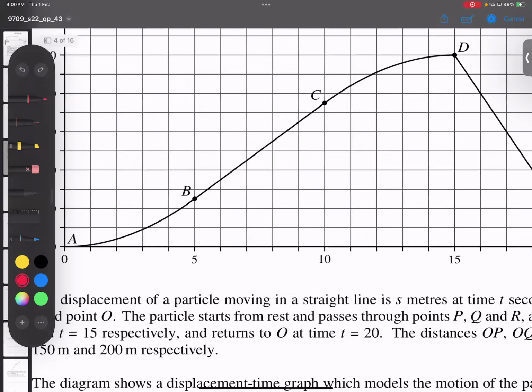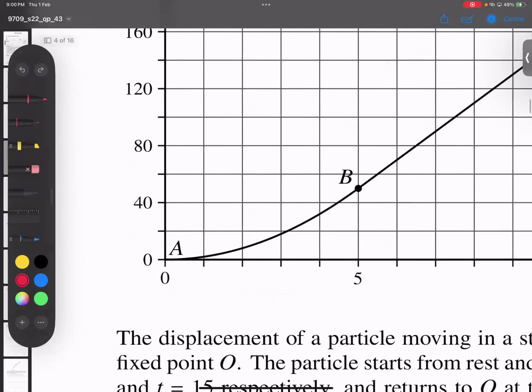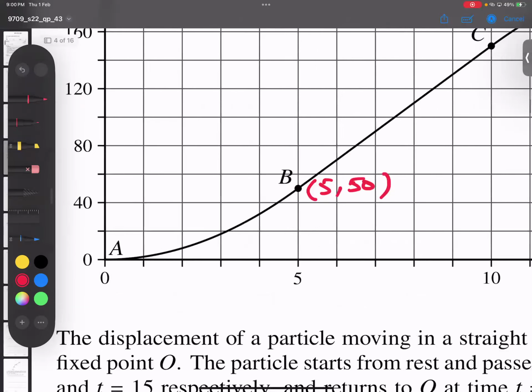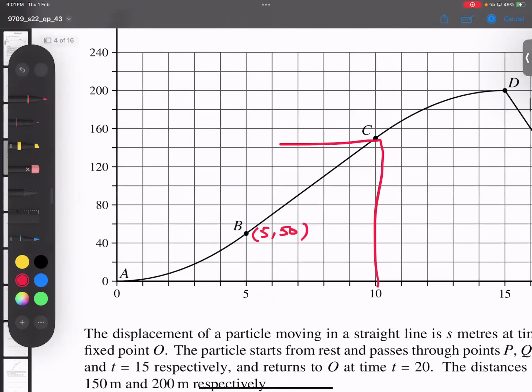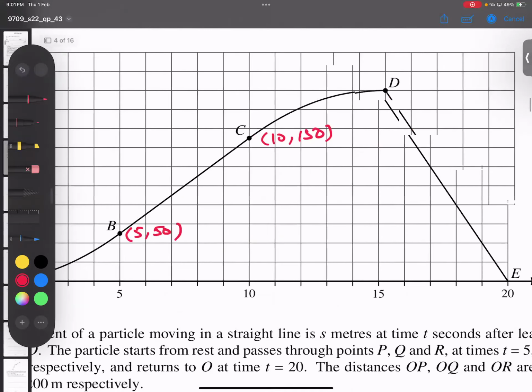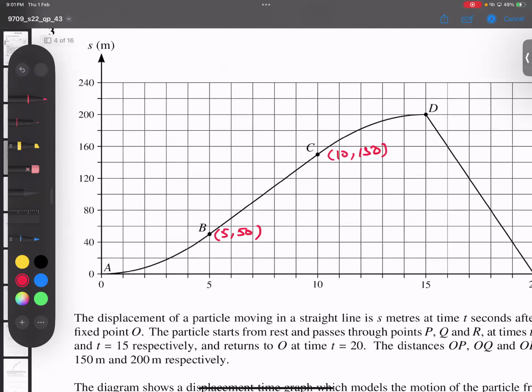So the coordinates of this point, if I want to know this point: 5 comma, what is this one? 50. So 5 comma 50. And in the same way, what he mentioned here is 10, and what is this? 150. So I'm writing here 10 comma 150. Okay, next, no need, that much.